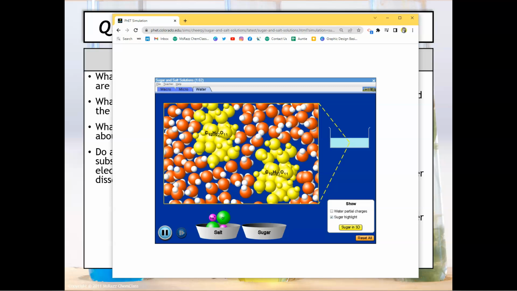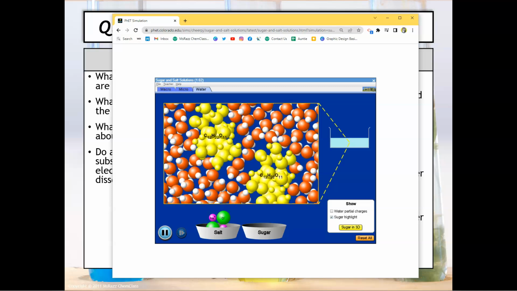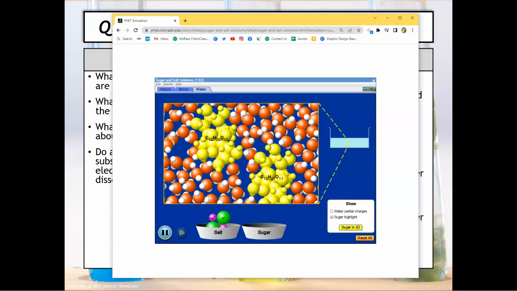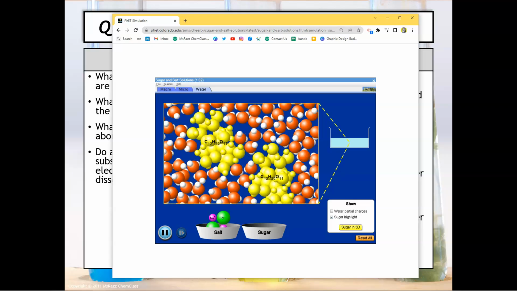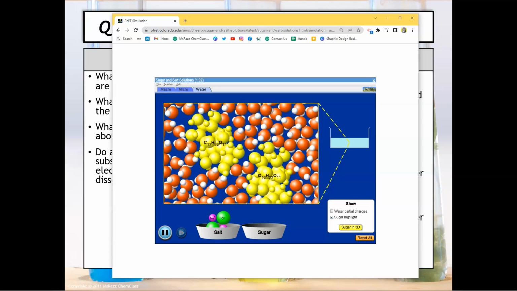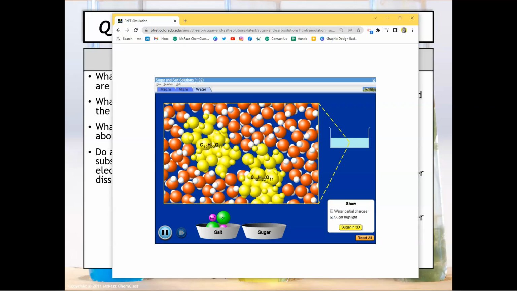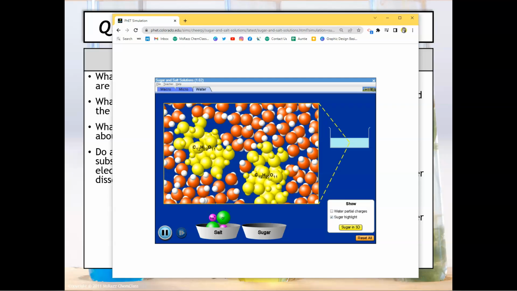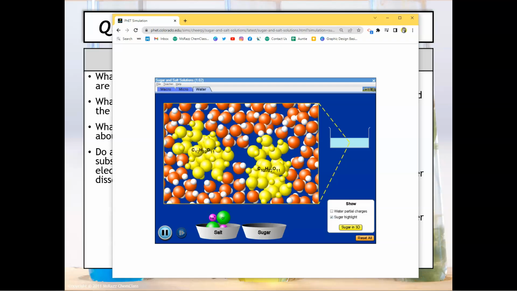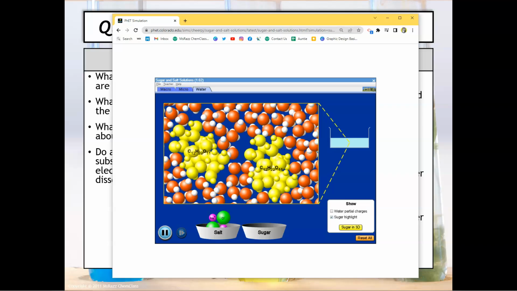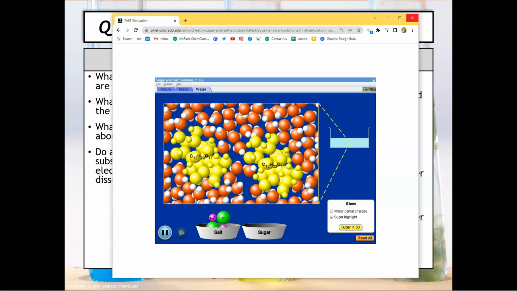But when you click play, notice that the sugar molecules still will separate, but the water molecules are just bumping around it. You don't really see any kind of alignment to these sugar molecules. And you can see almost that these sugar molecules don't separate as easily as maybe the ionic compound, the salt. So this might be something to also indicate in your table.